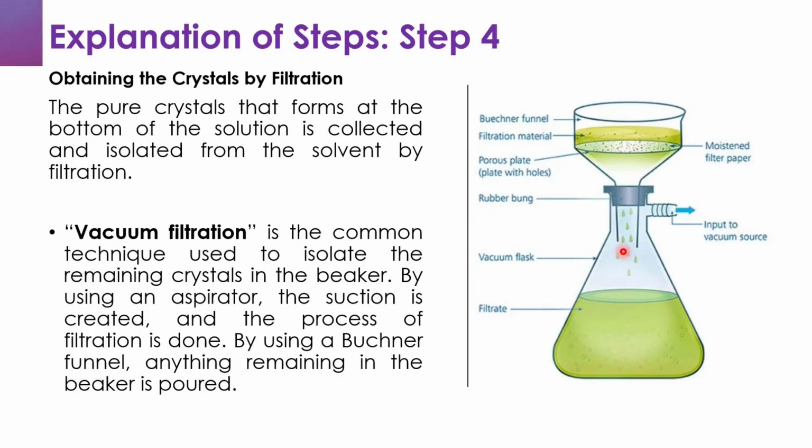So this is the part of the vacuum flask or beaker that is connected to our vacuum pump over here, and this is our Buchner funnel. And this is our porous plate, a plate with holes, and this is our moist filter paper placed on it, and this is the filtration material as you can see over here. So this is just a setup showing how a vacuum filtration is done.